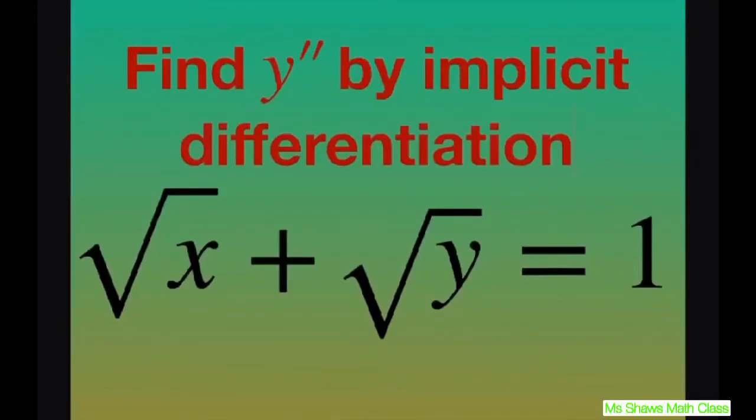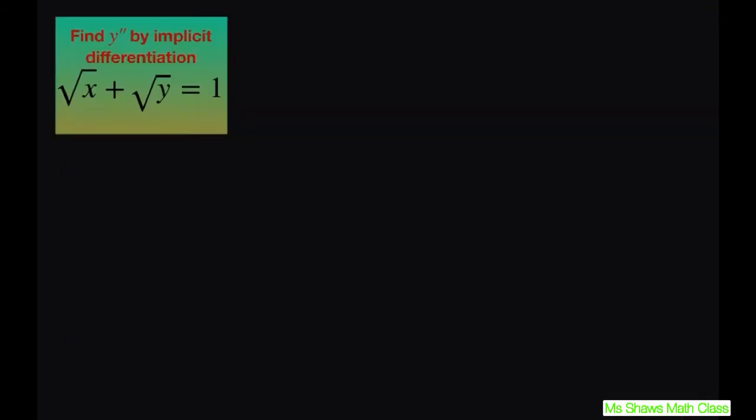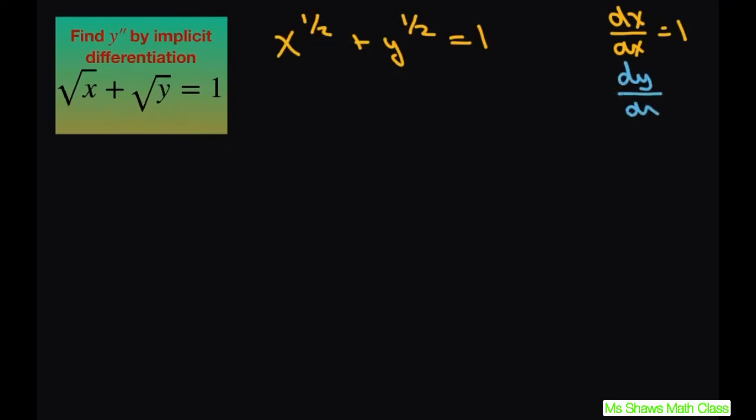Everyone, we're going to find the second derivative using implicit differentiation for square root of x plus square root of y equals 1. So let's first write this as x to the 1/2 power plus y to the 1/2 power equals 1. I'm also going to say the derivative of x with respect to x equals 1, so we don't need to write that down. And the derivative of y with respect to x, I'm just going to call y prime. It makes the math easier to read when you do that.